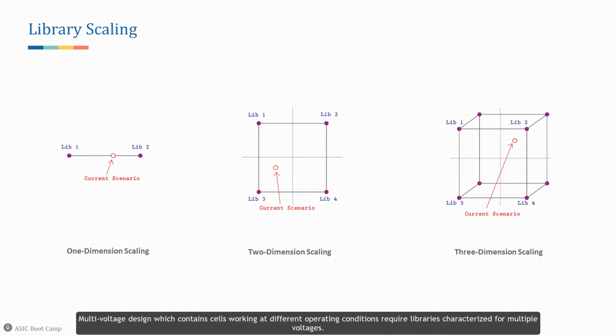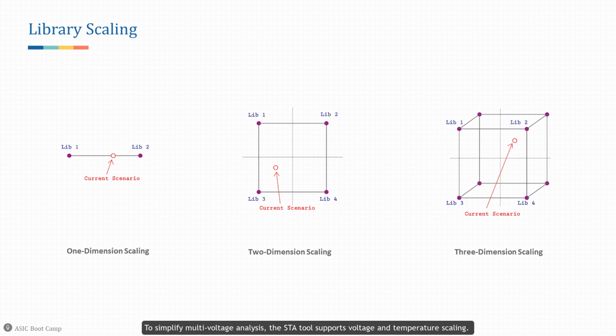Multi-voltage design, which contains cells working at different operating conditions, requires libraries characterized for multiple voltages. To simplify multi-voltage analysis, the STA tool supports voltage and temperature scaling. This scaling allows us to analyze timing at a voltage condition that has not been characterized. The STA tool uses interpolation to derive appropriate timing, noise, and power values to be used for the current voltage condition.